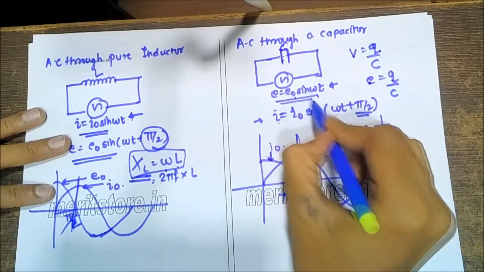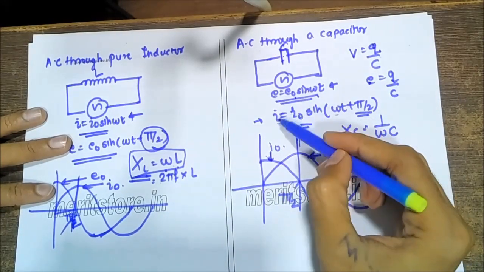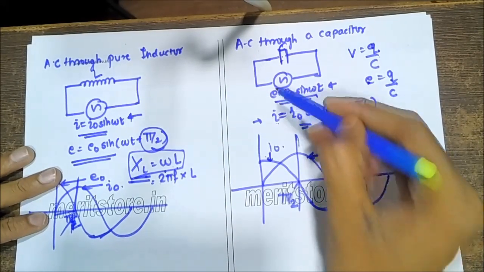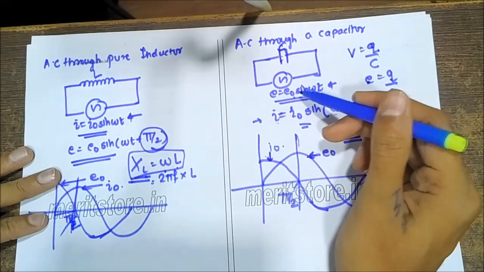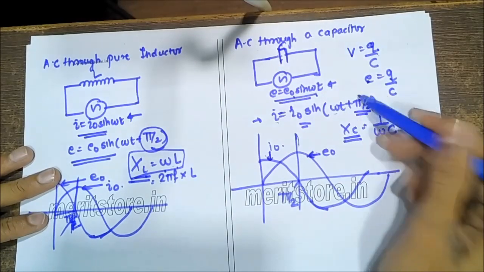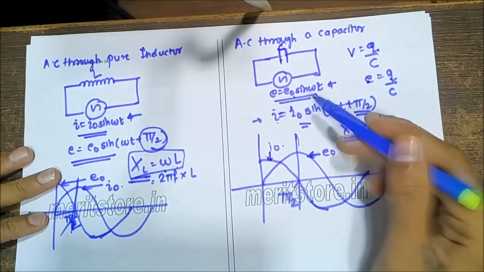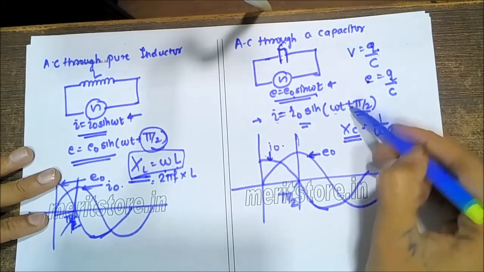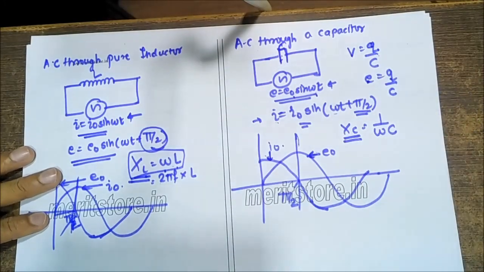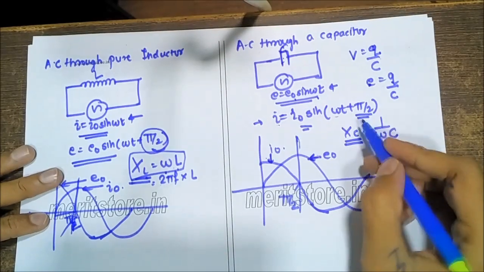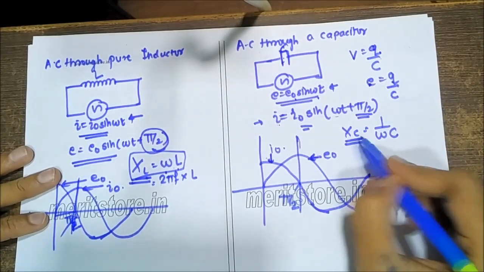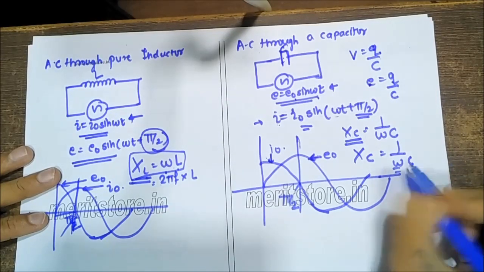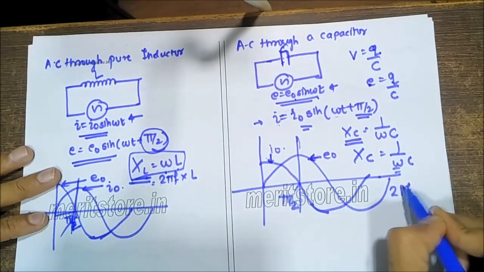If we look at both these equations, the EMF lags behind the current by an angular difference of π/2, or the current leads by an angle of π/2 radians. Next we have the capacitive reactance, denoted by XC, which equals 1/ωC, where ω is again 2πf.